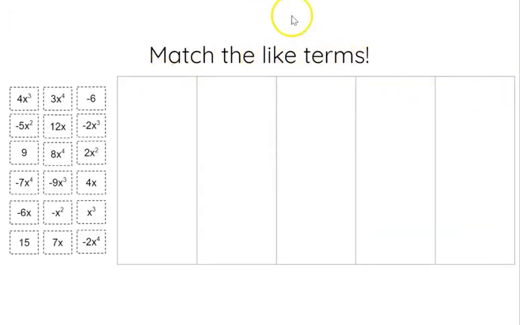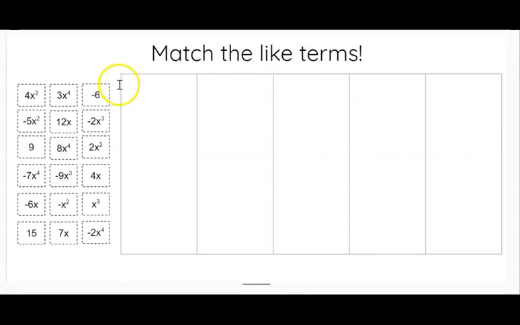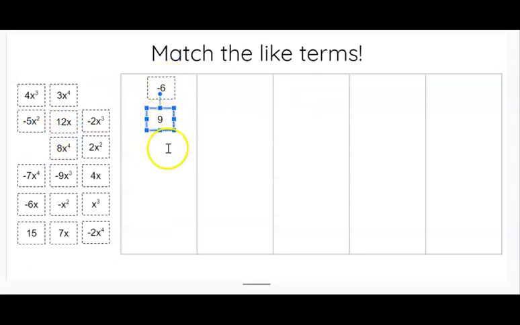Match the like terms. Before you get too far into this video, I'd like you to organize this so that all the like terms are together. Now remember, like terms are those that have the same variable part. For example, -6 and 9 would be like terms because they both do not have a variable.